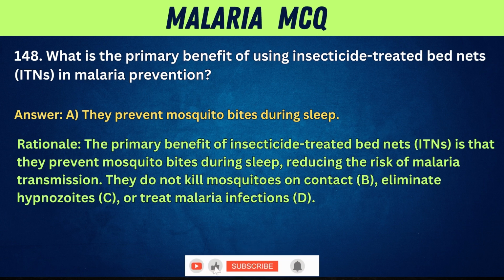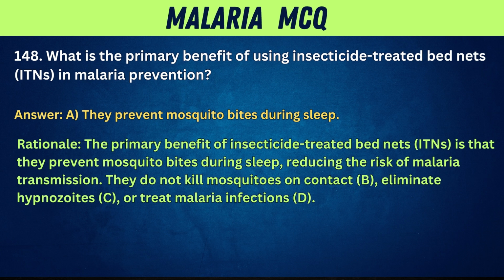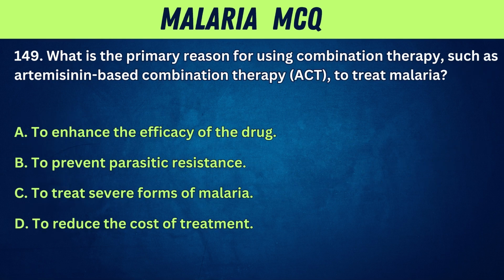Rationale: the primary benefit of insecticide-treated bed nets, ITNs, is that they prevent mosquito bites during sleep, reducing the risk of malaria transmission. They do not kill mosquitoes on contact, B, eliminate hypnozoites, C, or treat malaria infections, D.